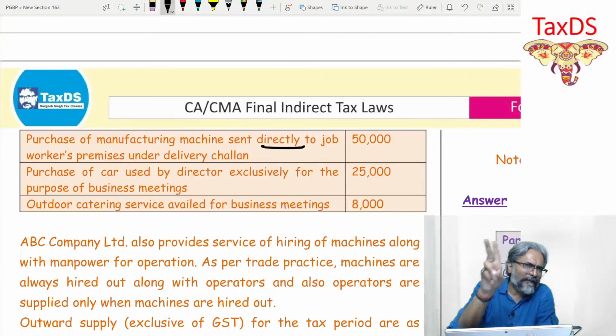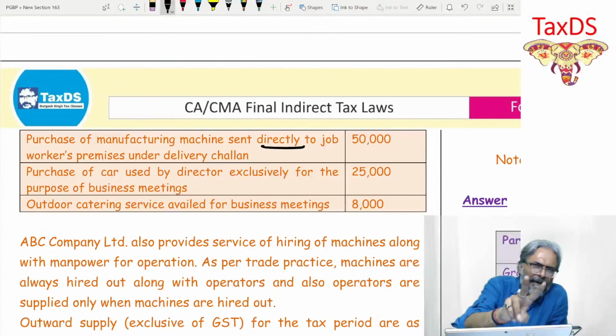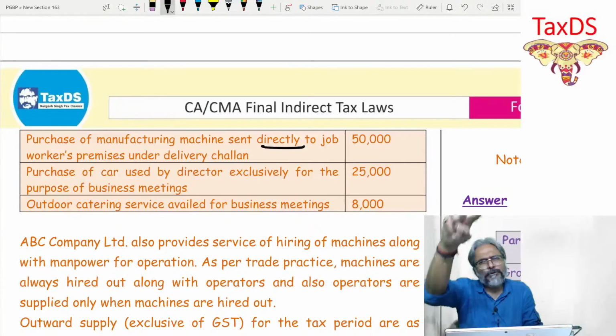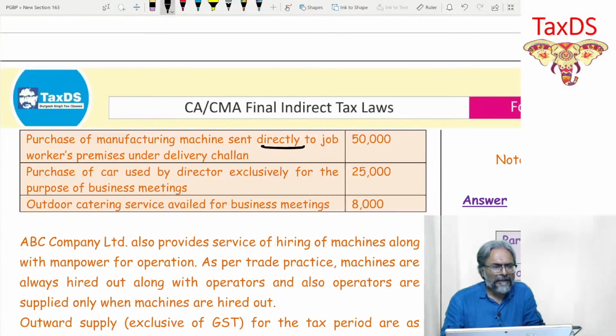So it's a case of a deemed receipt. There are two types of deemed receipt, students, under the ITC. One is the bill to ship to, the example which we've discussed in the last lecture also. So there also there is a deemed receipt by the recipient.